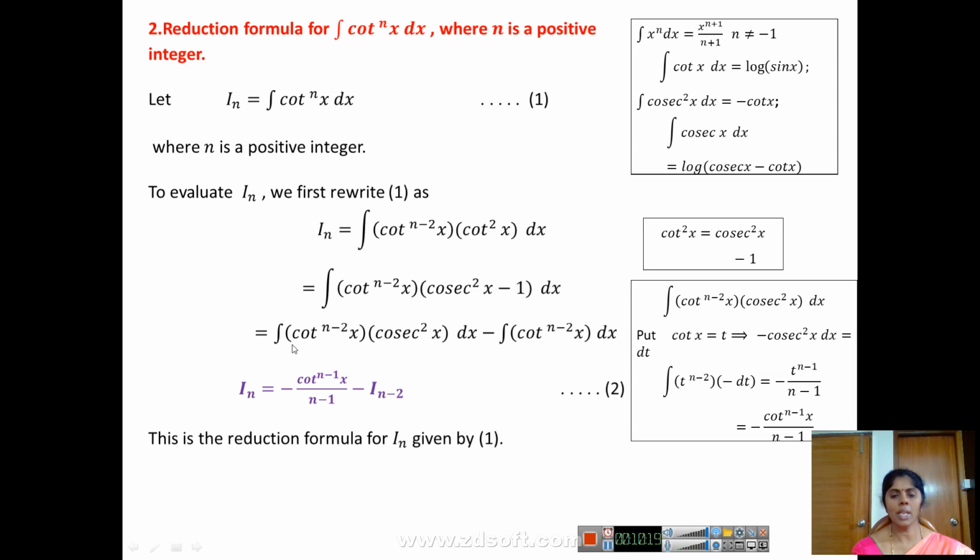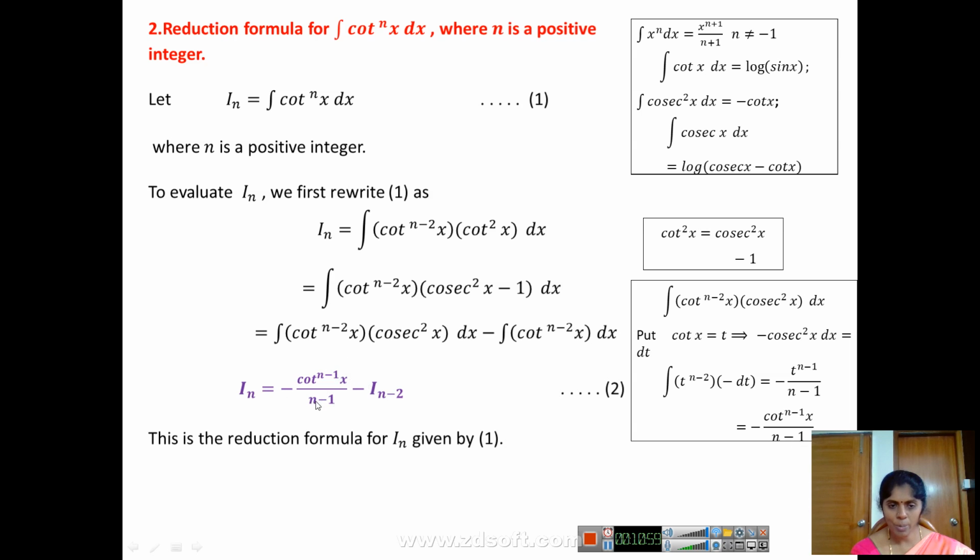Again, using the substitution method, we can integrate the first part of this. Put cot x equal to t. The derivative of cot x is minus cosecant square of x into dx. Therefore, integral of t to the power n minus 2 times minus dt, after integration, yields minus t to the power n minus 1 whole divided by n minus 1. We have considered t in terms of cot x, so the result gives minus cot to the power n minus 1 of x whole divided by n minus 1.